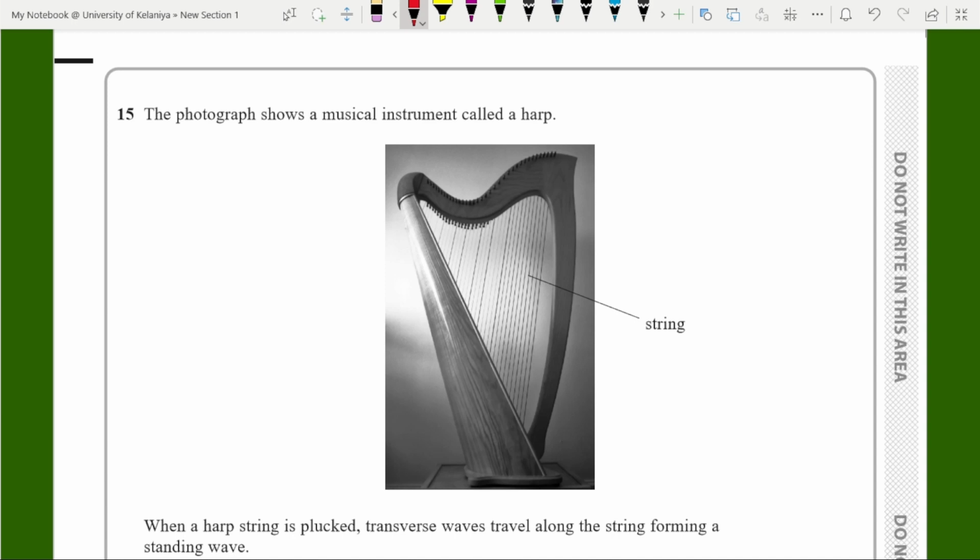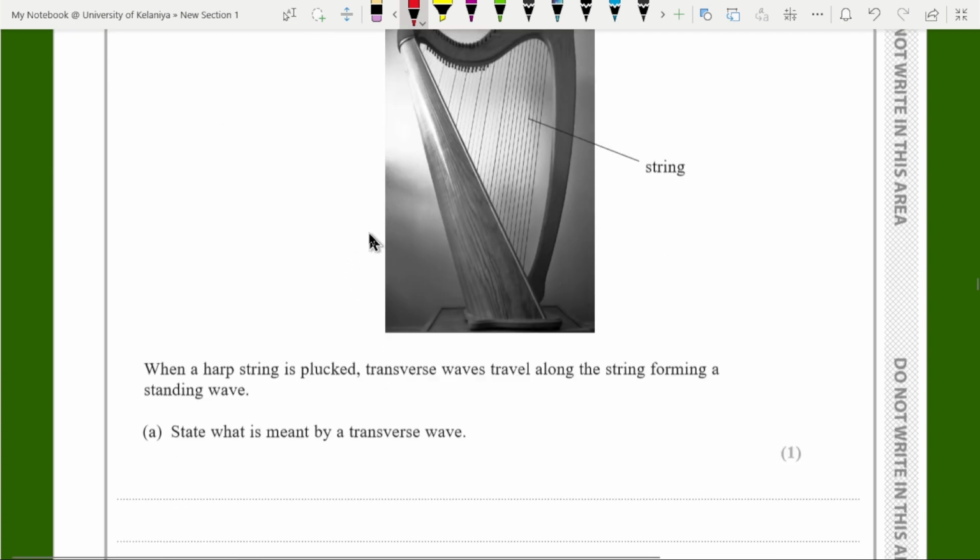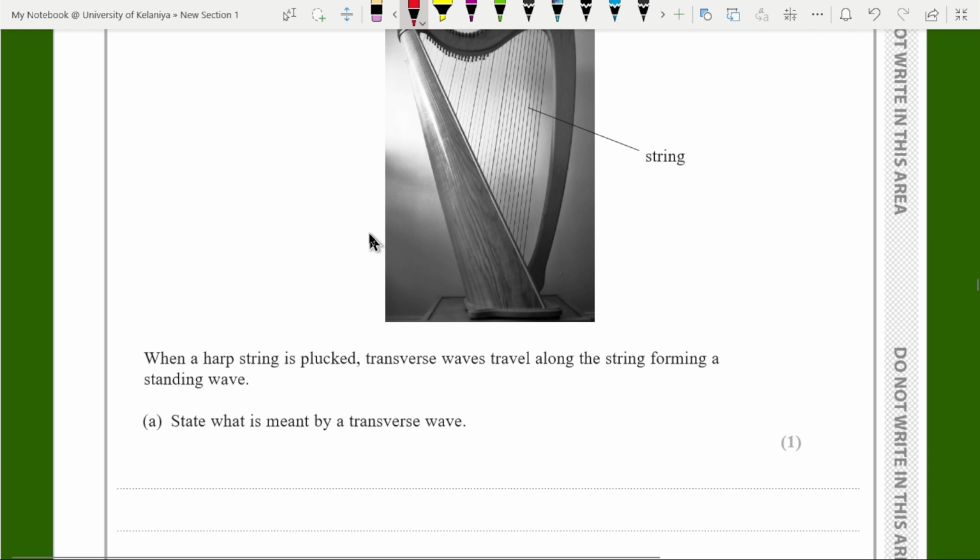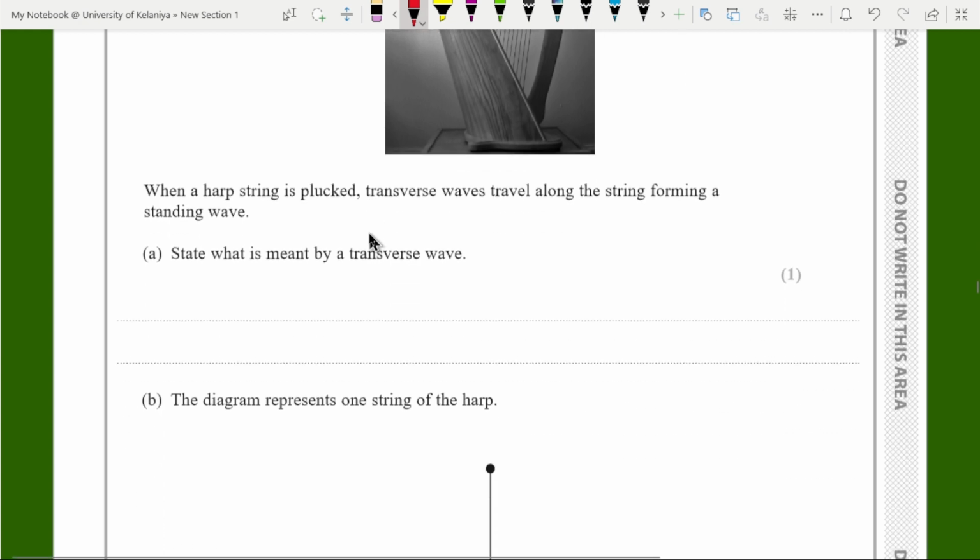Here in the 15th question, the photograph shows a musical instrument called a harp. When a harp string is plucked, transverse waves travel along the string, forming a standing wave. State what is meant by a transverse wave. I hope you remember the definition. Oscillations or vibrations are perpendicular to the direction of energy transfer or direction of wave travel.